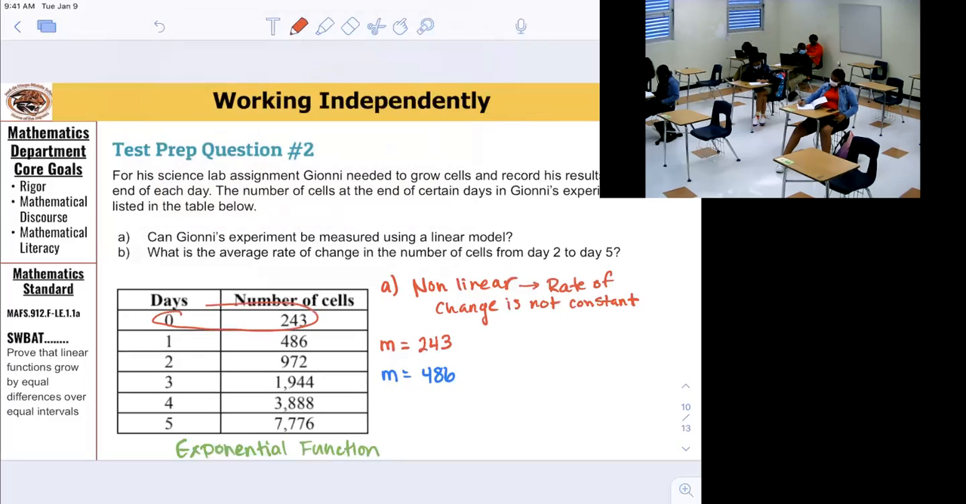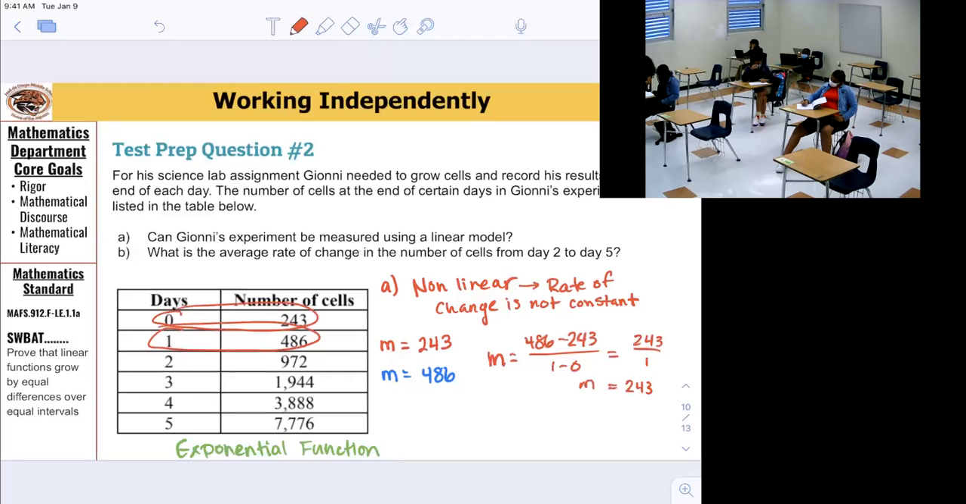So if I was doing m equals 486 minus 243 over 1 minus 0, right? Yes. And then you get 243 over 1. You're always going to divide at this step. I'm never going to say don't divide. You always divide. It's just that 243 divided by 1 is just 243. So I am dividing, it's just that I'm dividing by 1.